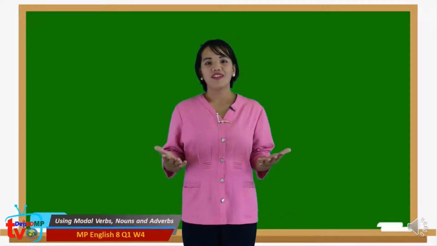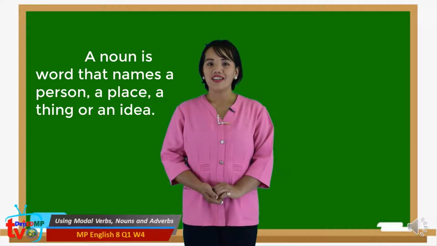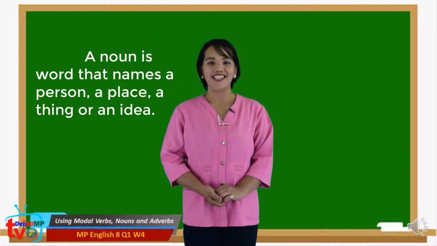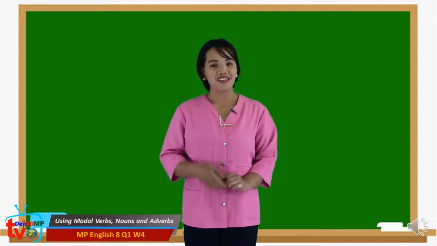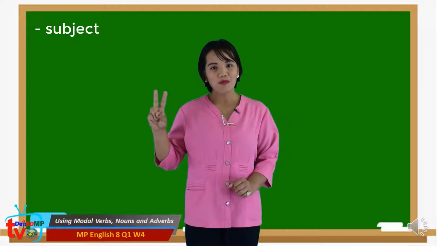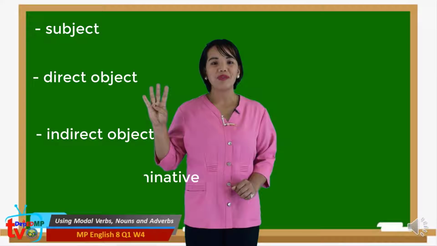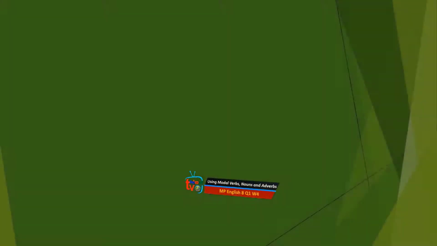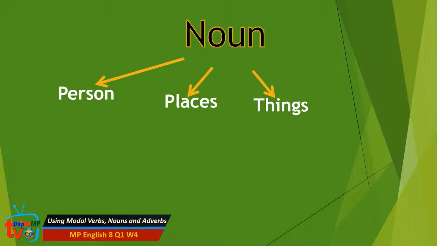To start with, a noun is a word that names a person, a place, a thing, or an idea. In a sentence, nouns can be used as a subject, direct object, indirect object, or a predicate nominative. A noun is a word that names a person, places, things, and ideas.